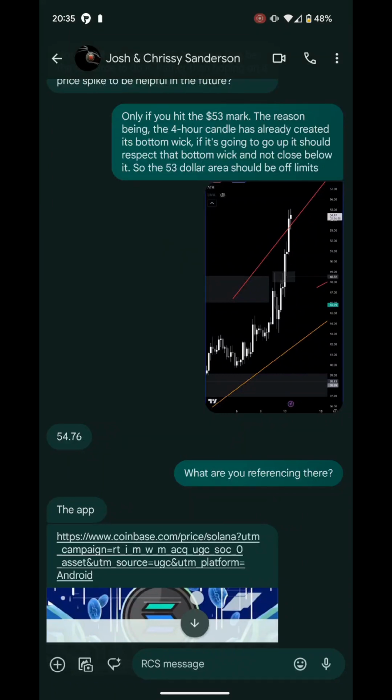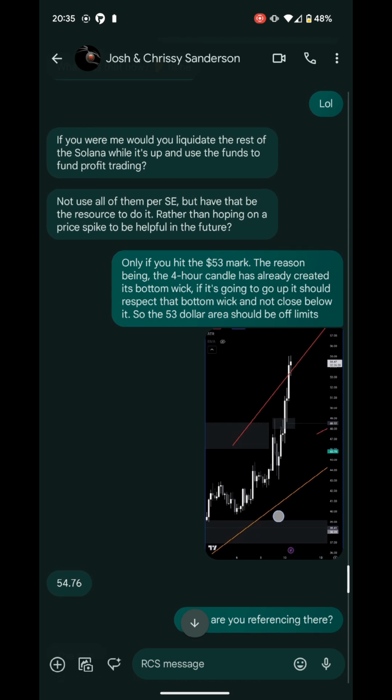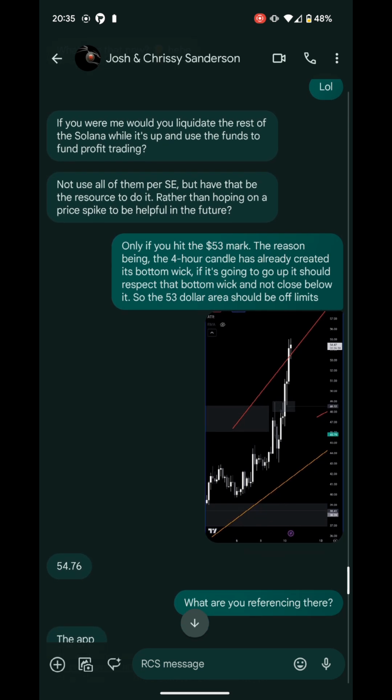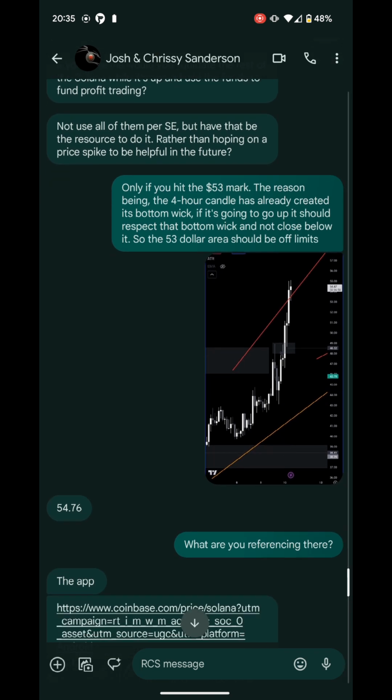I don't know if this is where it caused the confusion, but my statement was if you hit the $53 mark, you're asking if you should sell, I think, right? If you were me, would you liquidate or rest while it's up, and use the funds? The problem is, it's only if you hit the $53 mark. And I think because you said 54.76, I'm like, where are you referencing? What does that even mean? I think you were trying to tell me that it's at 54.76. Like I'm saying $53, but it's at 54.76.